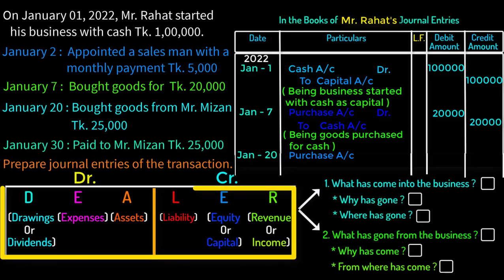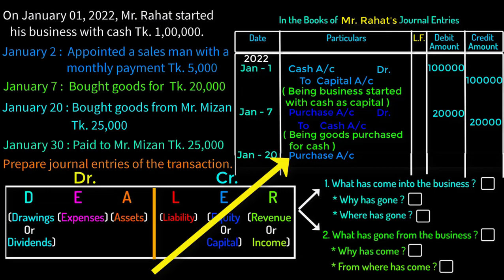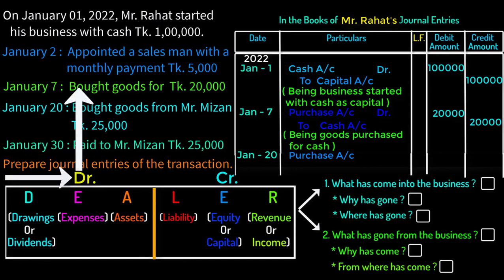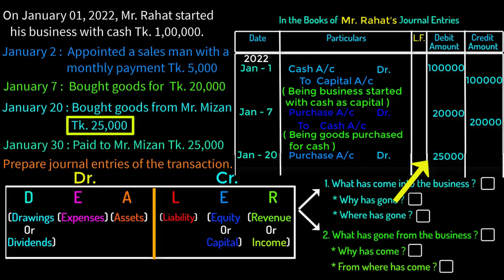Now use the dealer rule to find out whether this account is debit or credit. Purchase is an expense account. For buying goods, expense is increasing here. Again, expense is a debit item. That means debit is increasing here. If debit increases, then it remains debit. So you will have to debit this account. Therefore, write here purchase account, debit, and write here the amount, that is taka 25,000.